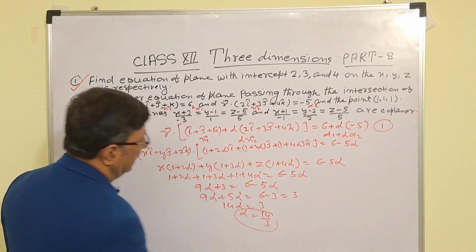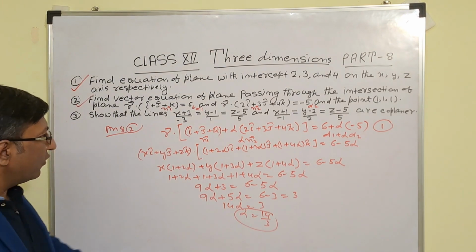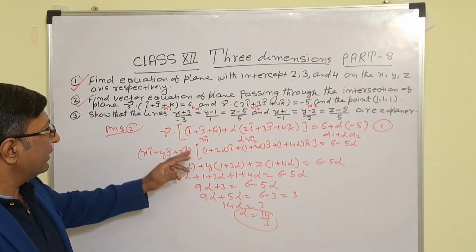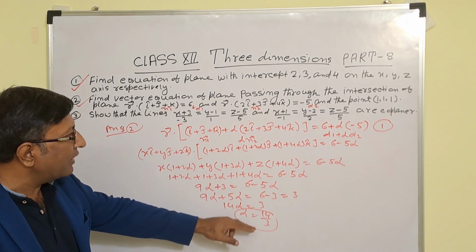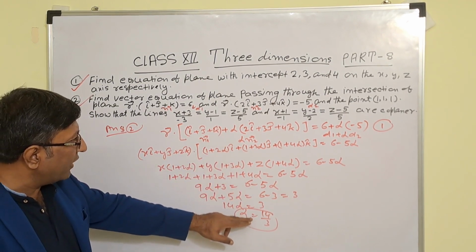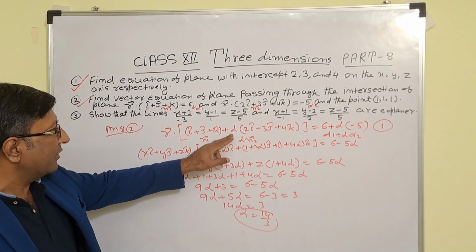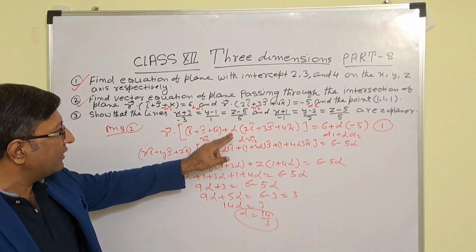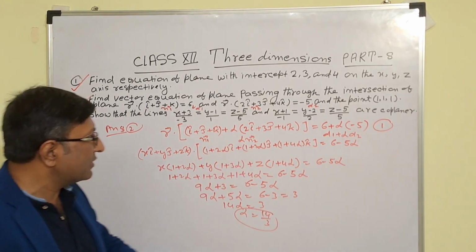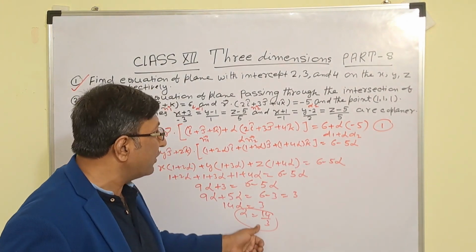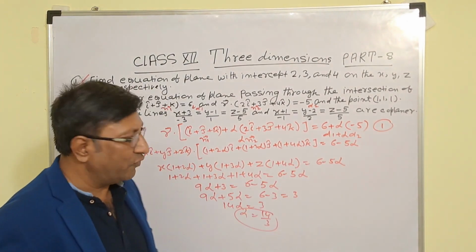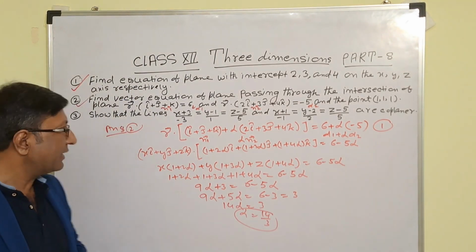So lambda equals 3 by 14. Now put the value of this lambda here, and you will get the right answer. So put this value of lambda here: 3 by 14 into this plus 6 equal to 6 plus again 3 by 14 into minus 5, and you will get the correct answer.